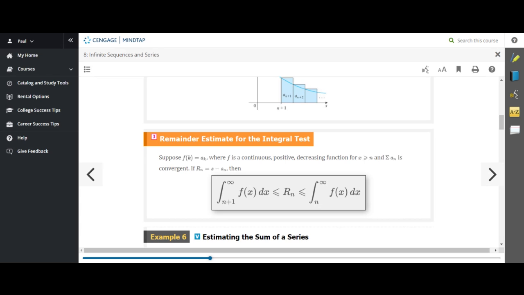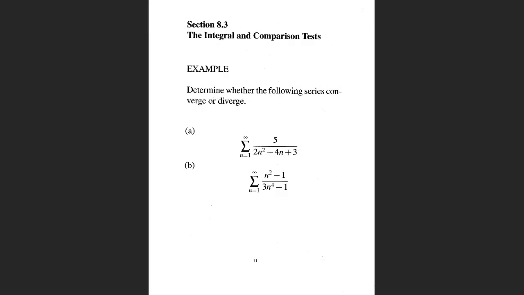What I'd like to do now is look at some examples with you. The book has good examples, but let me bring up some of my examples here, some of which are from the book. Let me give you a moment to copy this example down.